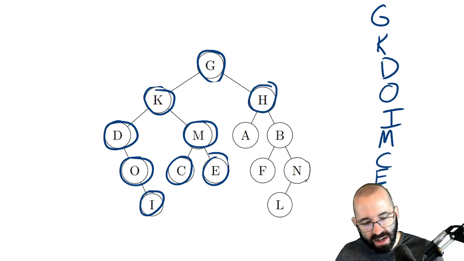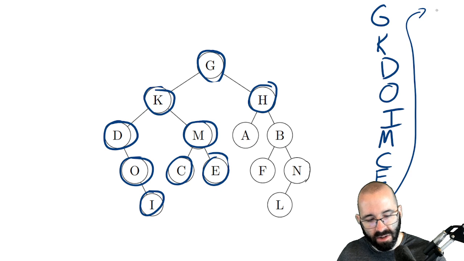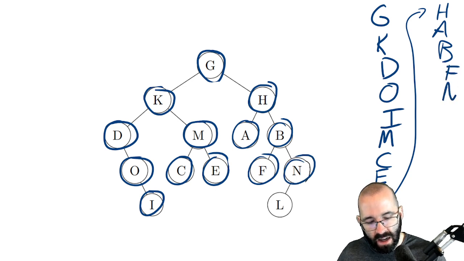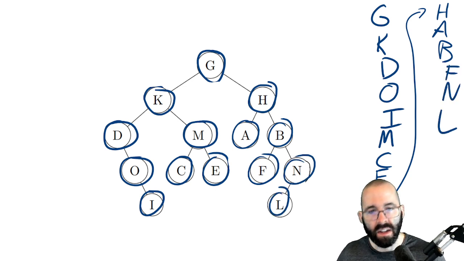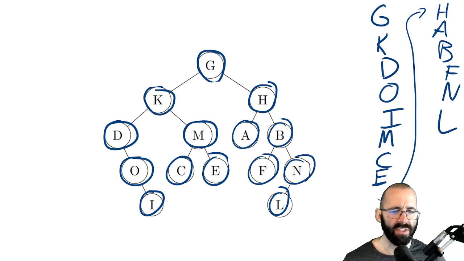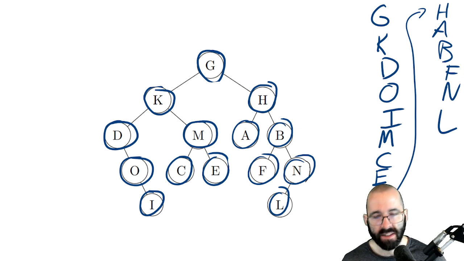I'm running out of room to write. So let's continue the order here. H, and then A, and then B, and then F, and then N, and then L. It's pretty much, I actually haven't checked whether it's identical, but it's pretty much depth first traversal. But we just always go left first. And that is this algorithm.